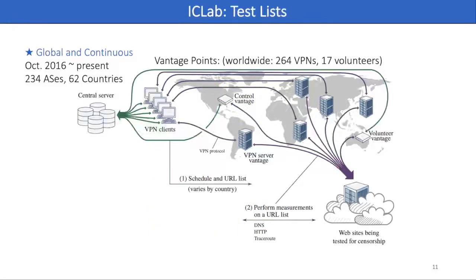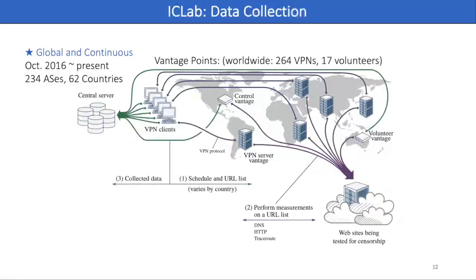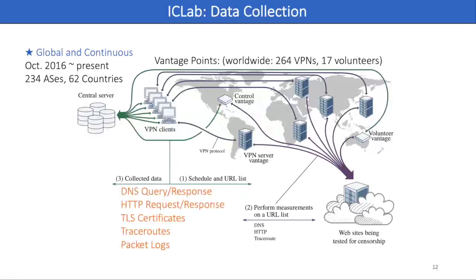Each vantage point tests connectivity to the websites in the lists issued by Alexa, CitizenLab, and Berkman Klein Center. And when performing measurements, ICLab collects data at all levels of the network stack, thereby offering reliable detection of network interference by minimizing false positives and false negatives.